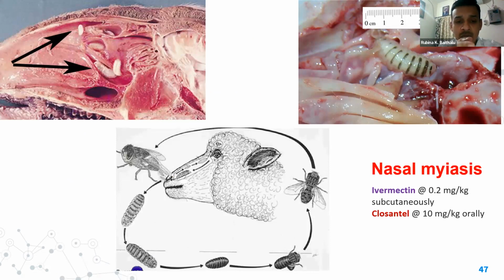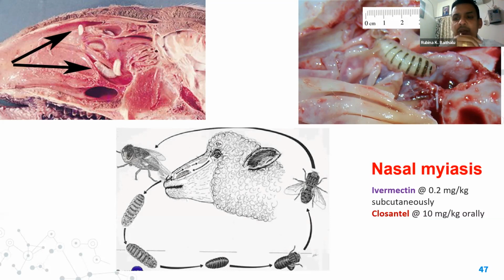The adult insect lays larvae in the nose, and the larvae enter directly into the frontal sinus and ethmoid sinus, where they can cause severe irritation and itching, and the animal moves around aimlessly. They cause havoc in the sheep population, causing nasal myiasis.